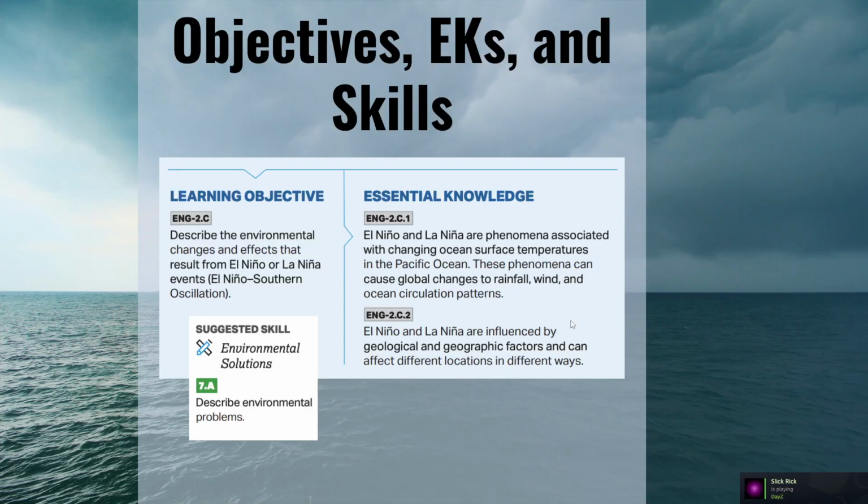Our objective for the day is to be able to describe the environmental changes and effects of El Nino and La Nina events, which are the two extremes of the Southern Oscillation pattern. In order to do that, we need to know that these events involve changes in the Pacific Ocean surface temperature, global wind patterns, and ocean currents.